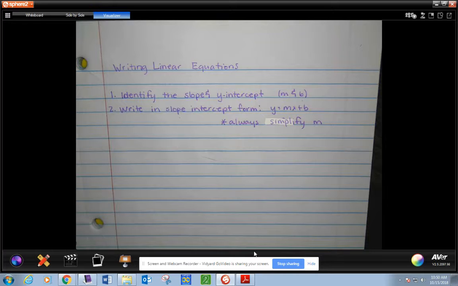To do this, first you must identify the slope and the y-intercept, which is what we've been doing, except today you're going to identify them using a graph. As I'm talking about this, make sure you're writing this down. In step 2, you're going to write in slope-intercept form, y equals mx plus b, and you're going to always simplify your m, which is your slope.